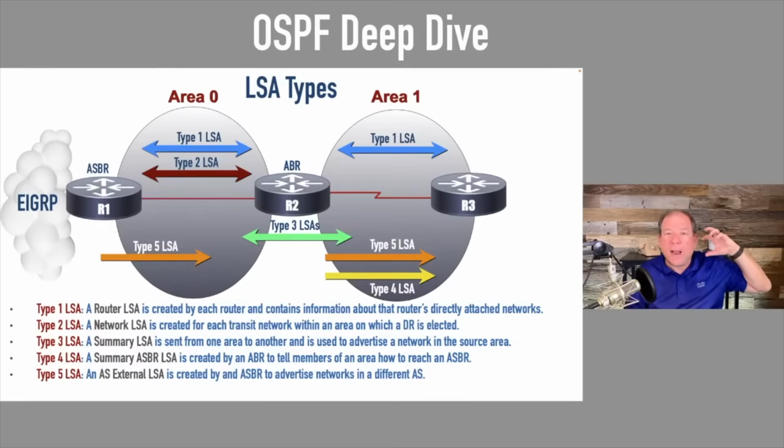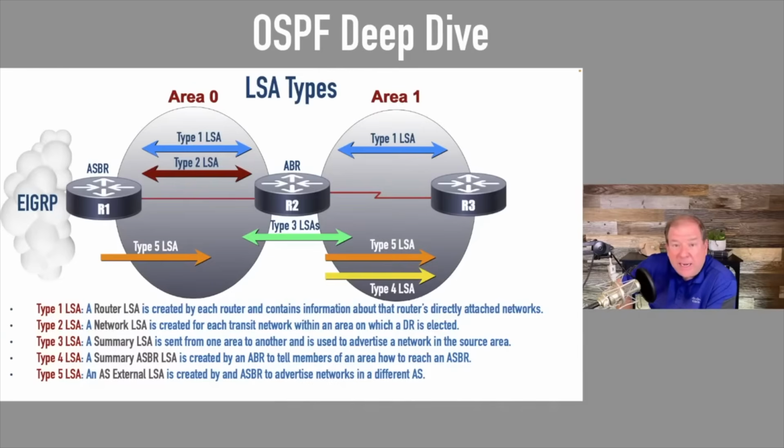So when those routes come in from R1, those are going to come in as a type 5 LSA. So in your notes, that's an AS external LSA. So a network coming from another autonomous system, like EIGRP, like RIP, every one of those networks is going to be advertised with its own unique type 5 LSA. So all these type 5 LSAs, they flood into area 0.